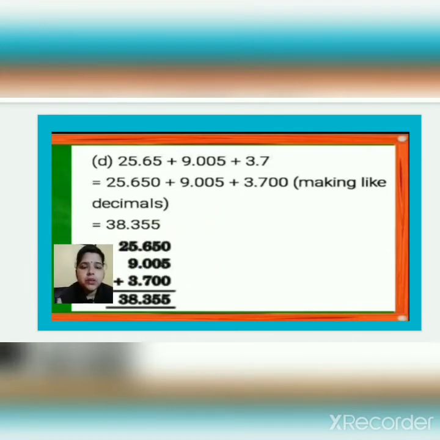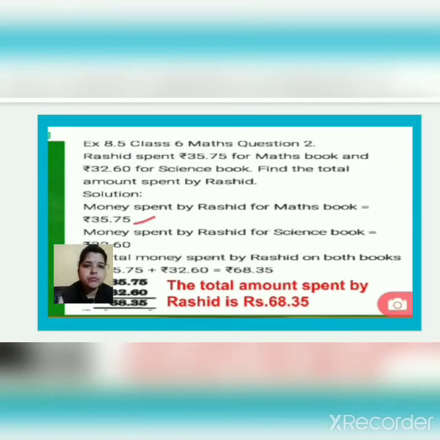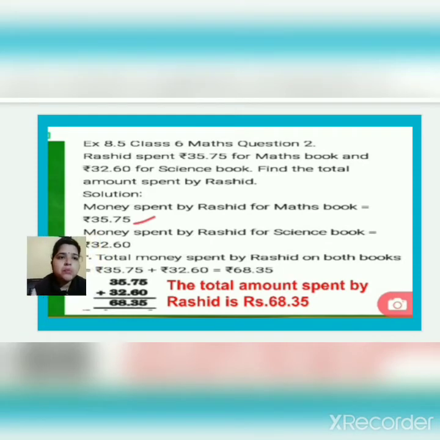So it will become what? Now we have to add all the numbers, and what will we get? We will get the answer as 38.355. Okay. Yes. Now moving to question number 2 of this exercise. Yes, this we have discussed, question number 1 parts.